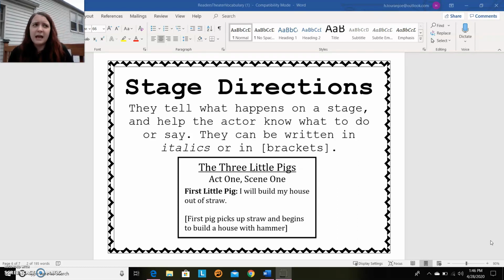Sometimes it might say, the actor moves away from the stage. The actor hugs another actor. Whatever the person who wrote the play wants that actor to do in that part.